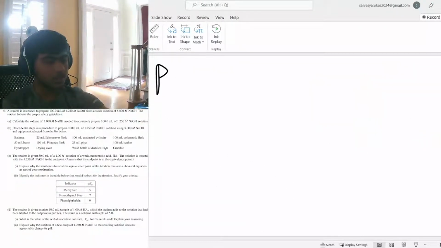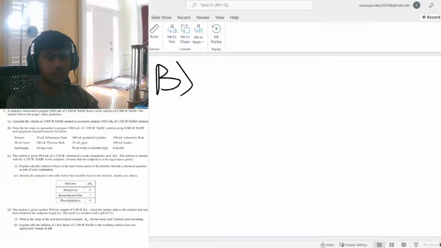Alright, part B. Describe the steps and a procedure needed to prepare 100 milliliters of 1.250 molar sodium hydroxide solution using 5 molar sodium hydroxide and the equipment selected from the list below. And we have a balance, a 50 milliliter burette, eyedropper, 25 milliliter Erlenmeyer flask, 100 milliliter Florence flask, drying oven, 100 milliliter graduated cylinder, 25 milliliter pipette, wash bottle of distilled water, 100 milliliter volumetric flask, 100 milliliter beaker, and a crucible. That was a lot of stuff.